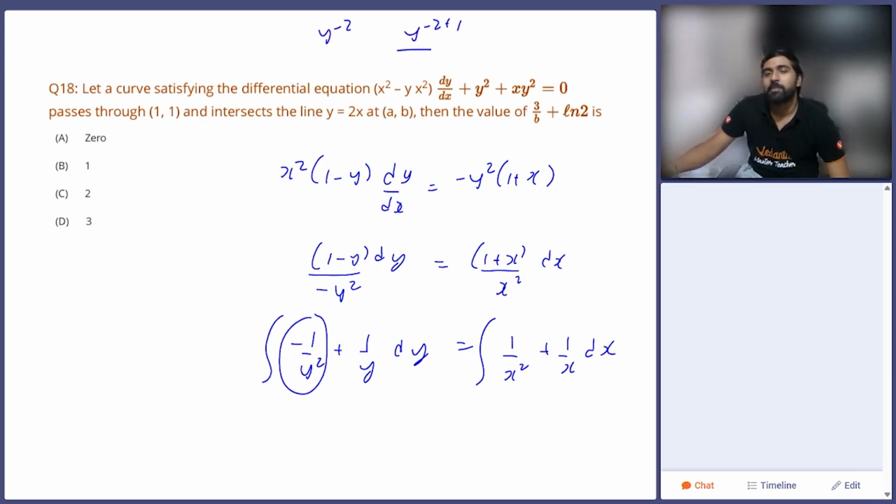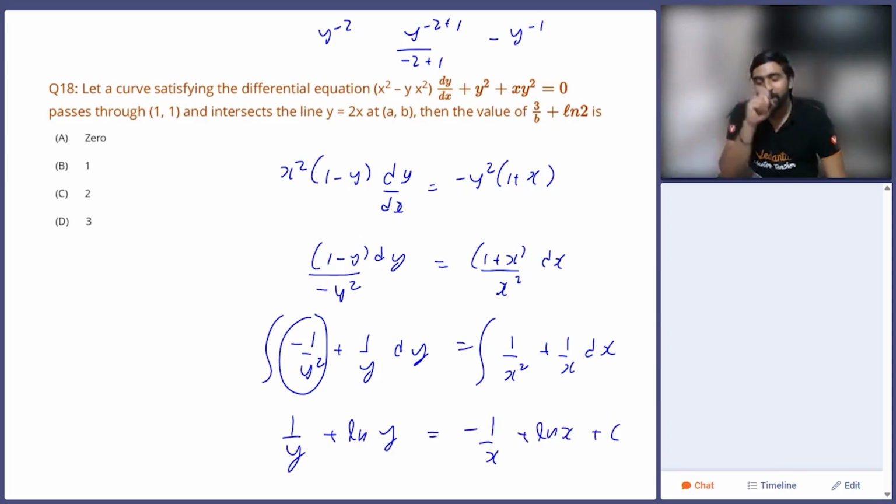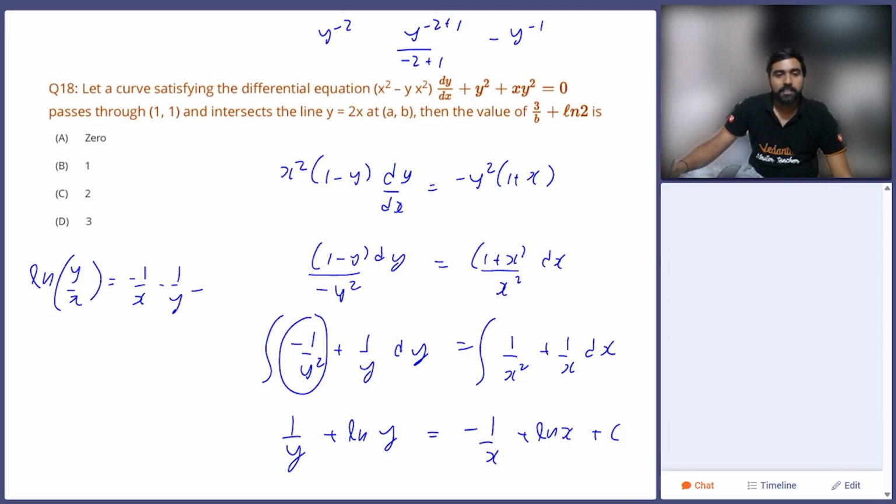That's y power minus 2 plus 1 upon minus 2 plus 1, which is minus of y power minus 1. There's a minus sign already present, so it becomes plus 1 upon y. Over here I have plus ln y is equal to minus 1 upon x plus ln x plus the constant of integration. This is the expression that I will have over here. Okay, so I can slightly rework this and say what I have is ln y minus ln x, that is ln y by x, is equal to minus 1 by x minus 1 by y plus the constant of integration. You can say I have overall such a format of this expression.